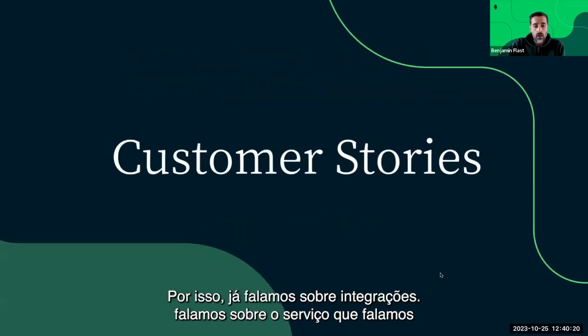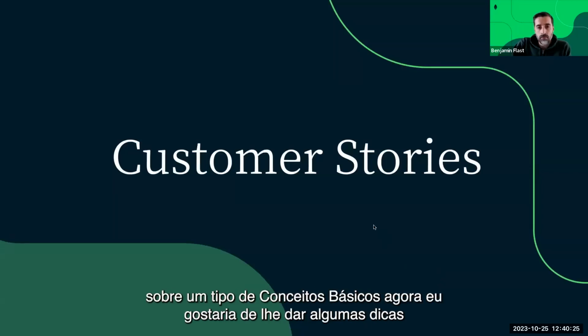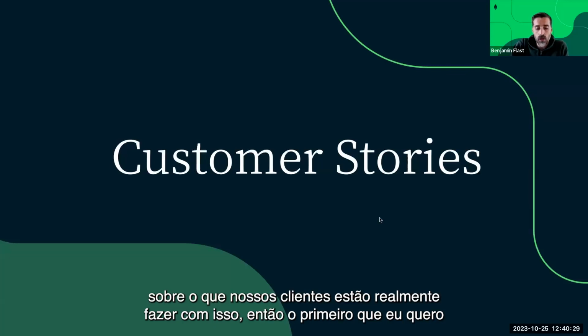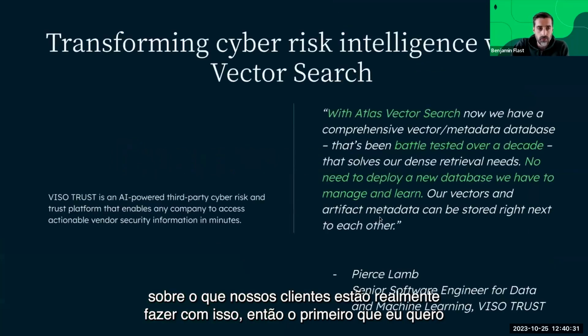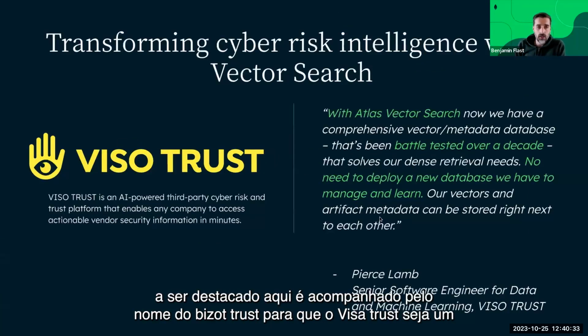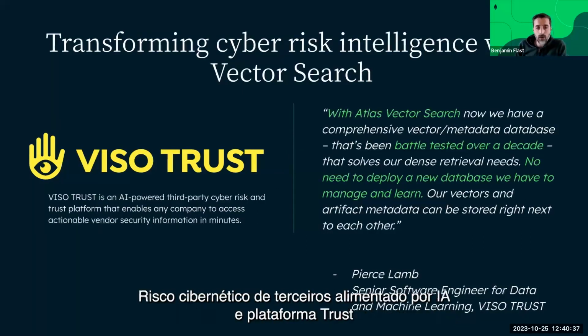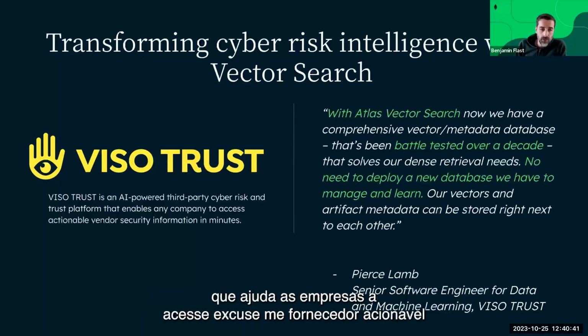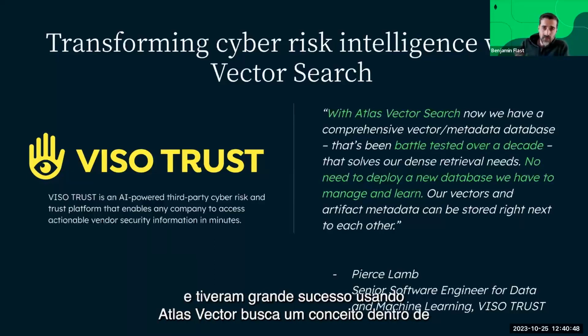So we've talked about integrations, we've talked about the service, we've talked about core concepts. Now I want to give you some insight into what our customers are actually doing with this. The first one I want to highlight is a company by the name of Viso Trust. Viso Trust is an AI-powered third-party cyber risk and trust platform that helps companies access actionable vendor data. And they've had great success using Atlas Vector Search.